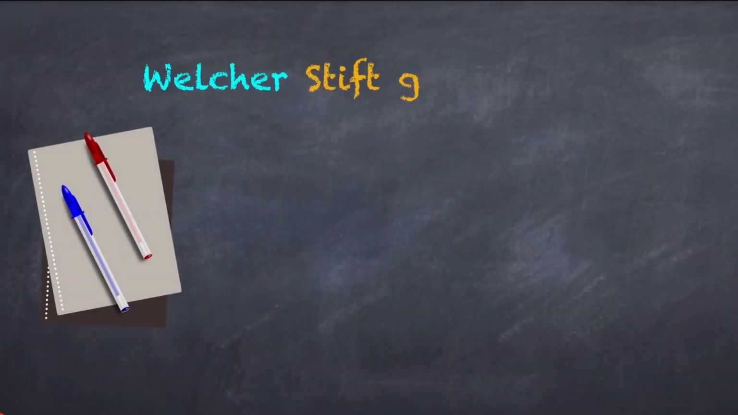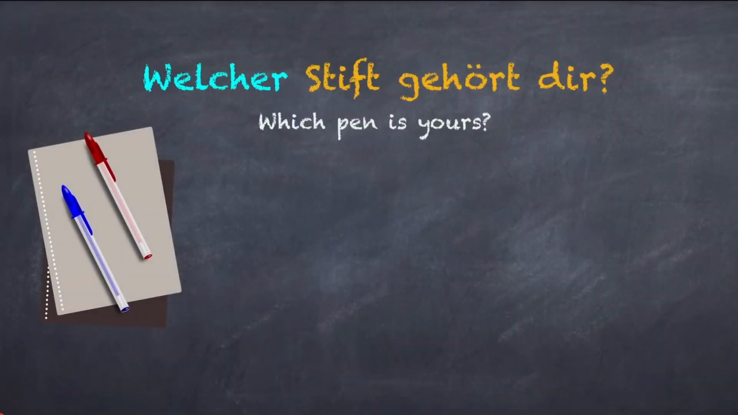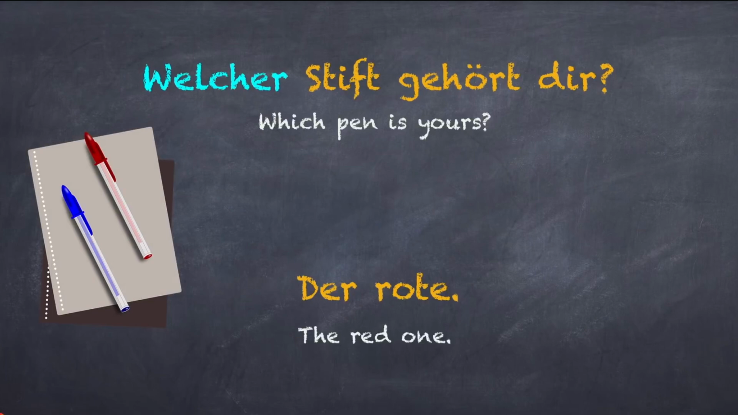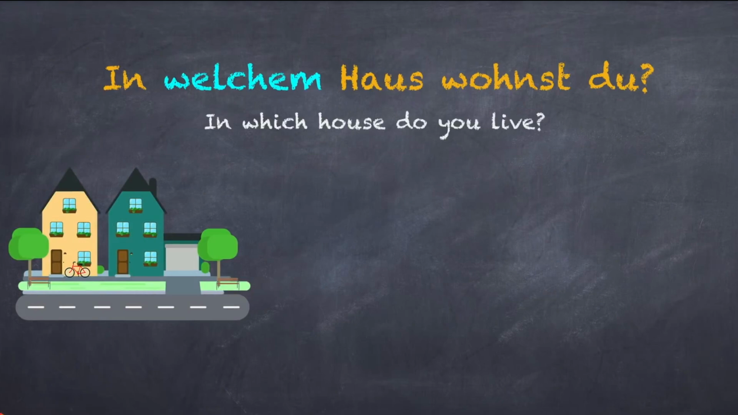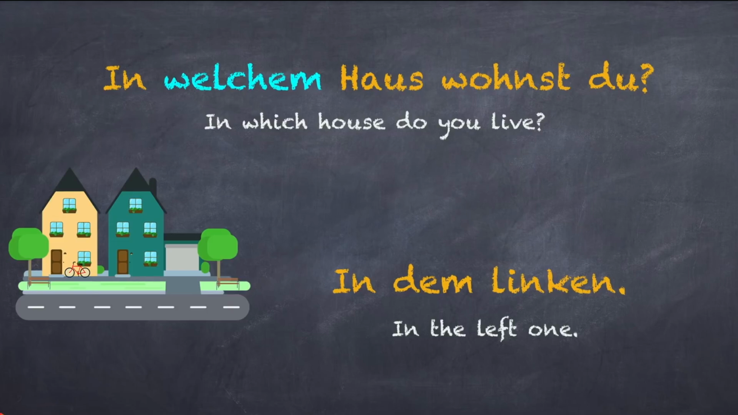Let's look at the next one. Welcher Stift gehört dir? Der rote. Here also you can make out from the answer that the question being put up is about something particular. And here's the final one. In welchem Haus wohnst du? In dem linken. In all these three examples, we are using either welches, welcher, welchem. How do we get these forms? Let's get into the details.